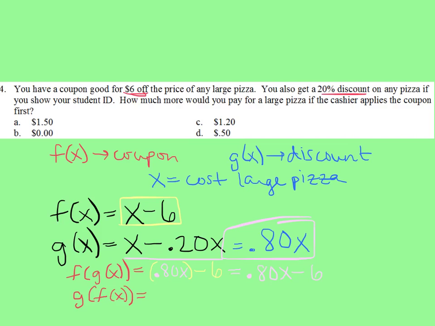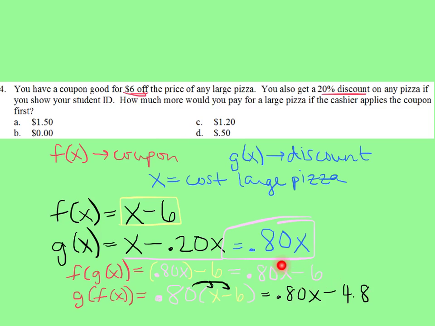Now for g of f of x, I start with g, and I'm going to write that exact thing, but instead of the x, I'm going to put a big set of open parentheses. And in those parentheses, I have to plug in f. Now this I can simplify because I can distribute, which will get me 0.80x minus 4.8.